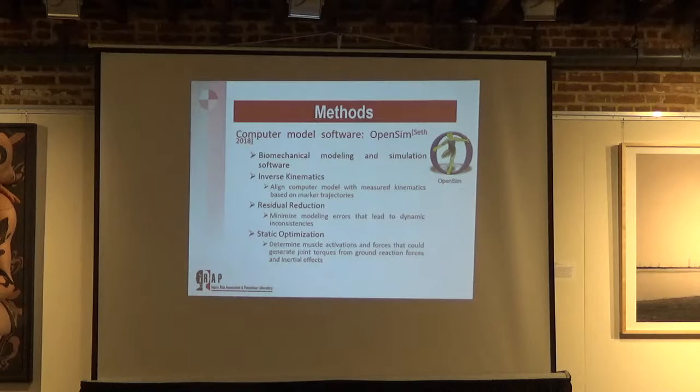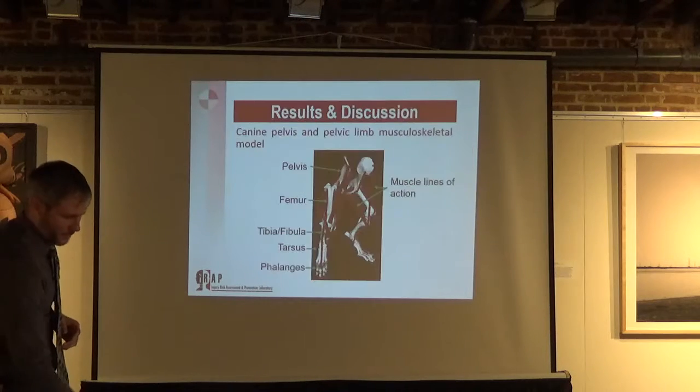The computer model is developed in a freely available open source software called OpenSim. This is a biomechanical modeling and simulation software, and within that software, three analyses were conducted. Inverse kinematics aligns the computer model with measured kinematics based on marker trajectories. Next was a residual reduction algorithm, which minimizes modeling errors that lead to dynamic inconsistencies. And finally, a static optimization, which determines muscle activations and forces that could generate the joint torques from ground reaction forces and inertial effects.